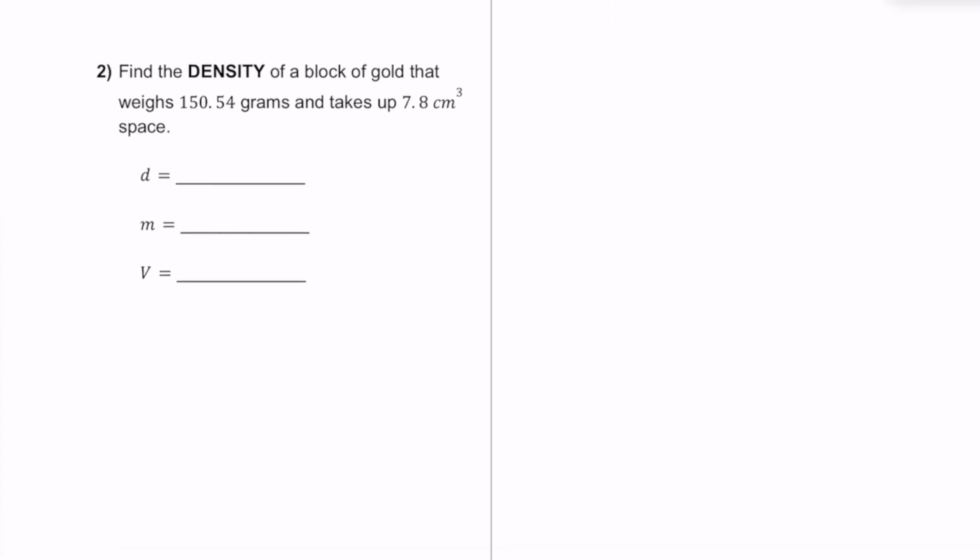All right, let's try another example together, except this time in number 2, we're going to be talking about a block of gold. We know we're going to be looking for density, so we're going to leave this blank for a moment. We're told how much it weighs, which means that's going to be the mass of this block of gold. So that's going to be 150 and 54 hundredths grams. And we're told how much space it takes up, which is another way of saying volume. So the volume here is going to be 7 and 8 tenths cubic centimeters.